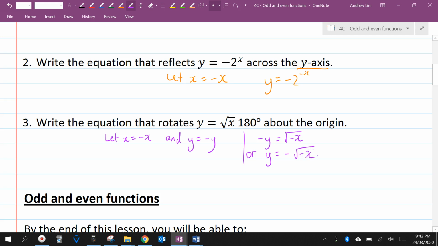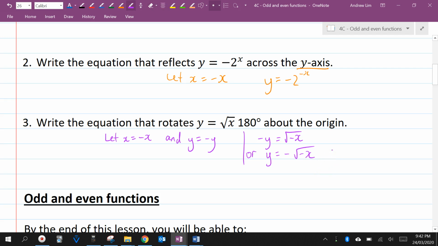Okay, you might be thinking, we can't square root a negative number. That's right. But if x was negative, say for example x was negative 5, then y would equal to negative root 5, which is positive 5, and that's possible. Okay, so we're just going to leave it as negative x.